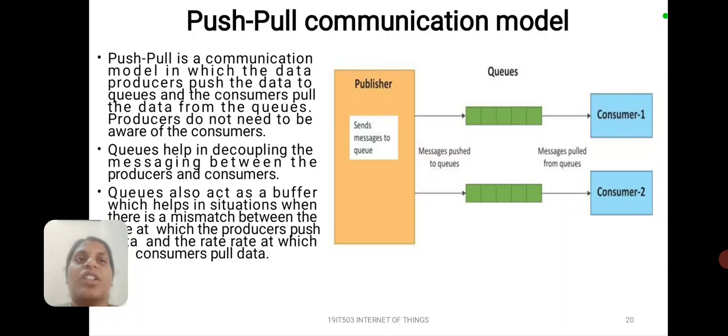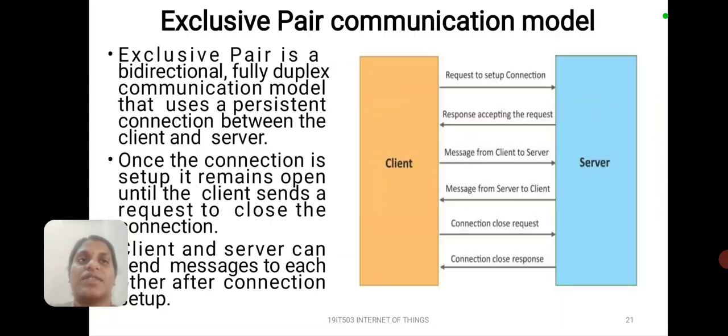Push-pull is a communication model in which the data producers push the data to the queues and consumers pull the data from the queues. Queues help in decoupling the messages between the producers and consumers. Exclusive pair is a bidirectional, full duplex communication model that uses a persistent connection between client and server. Once the connection is set up, it remains open until the client sends a request to close the connection.